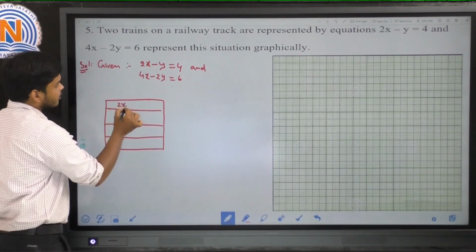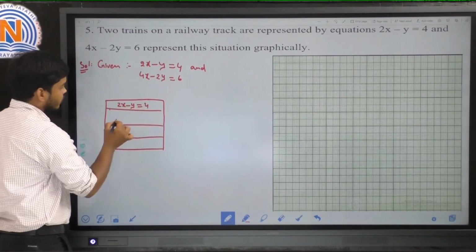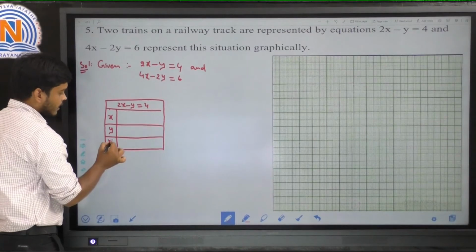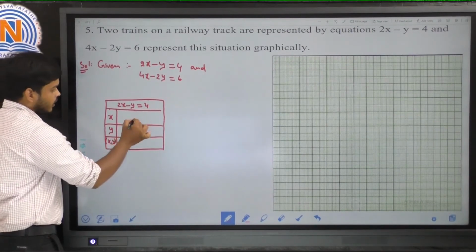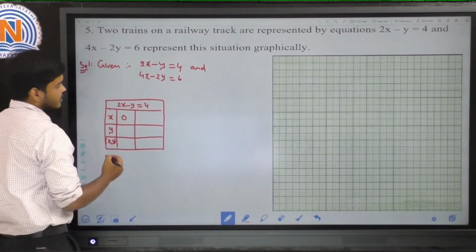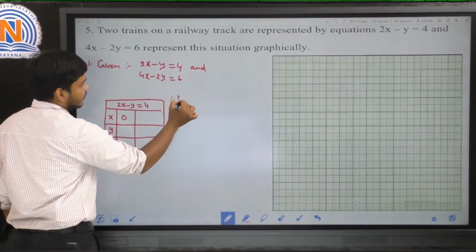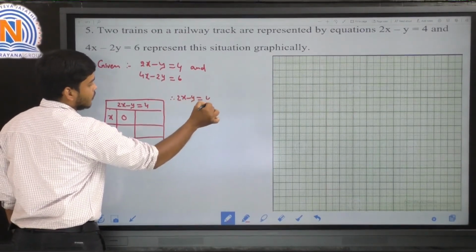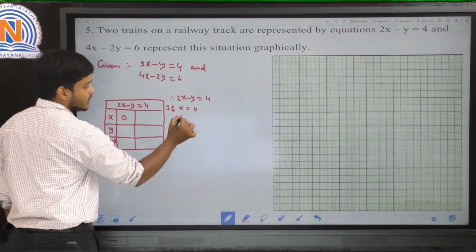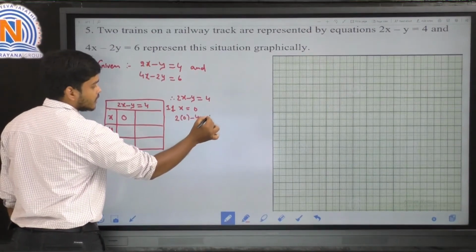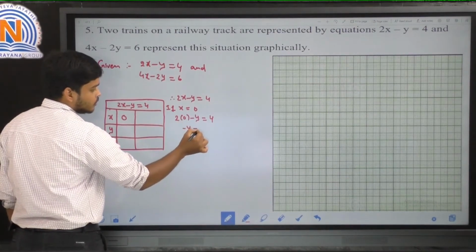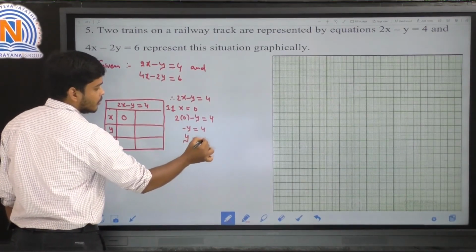2x minus y is equal to 4. This is the tabular form: x values and y values, and x comma y values. So what are the values? First I am taking x as 0. Then in that 2x minus y is equal to 4, if x is equal to 0, substitute 0 in place of x: 2 zeros are 0, then minus y is equal to 4, y is equal to minus 4.